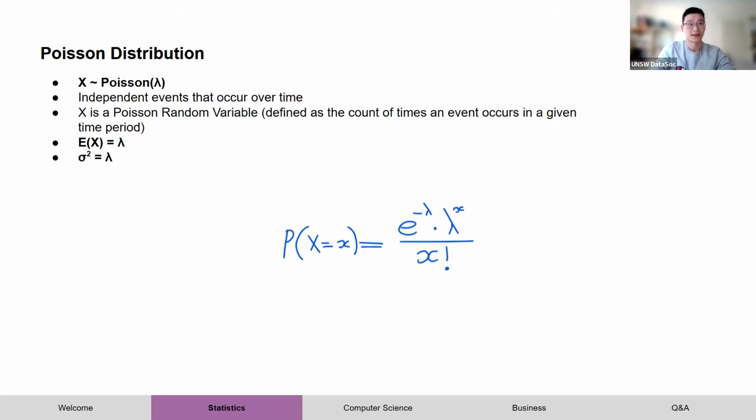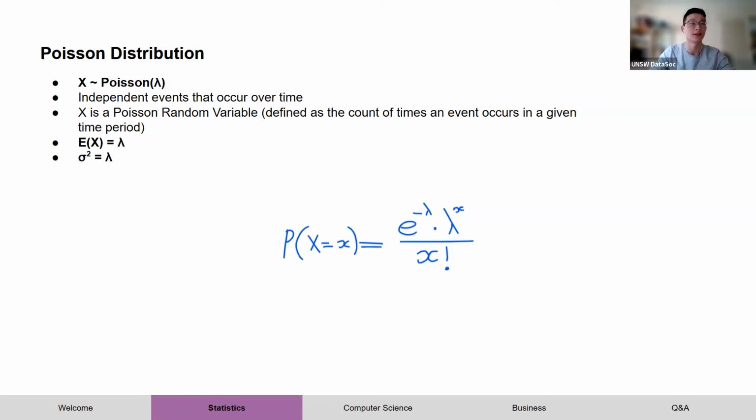Now, you also have a few caveats. One is that you assume independent events occur over time. The Poisson distribution can also be used to model count data. For instance, if you want to define something as the count of times an event occurs in a given time period, this can be modeled by a Poisson random variable. A particular instance of that is, let's say you want to calculate the total number of cars that cross the Sydney Harbour Bridge in an hour, then you can use a Poisson random variable to calculate that.